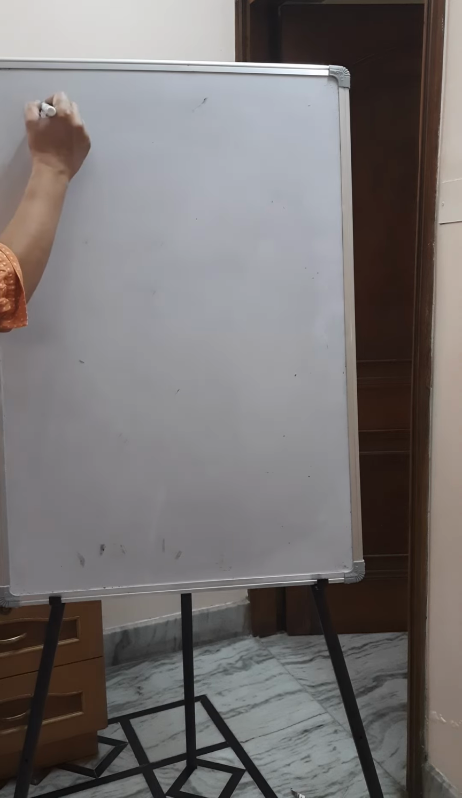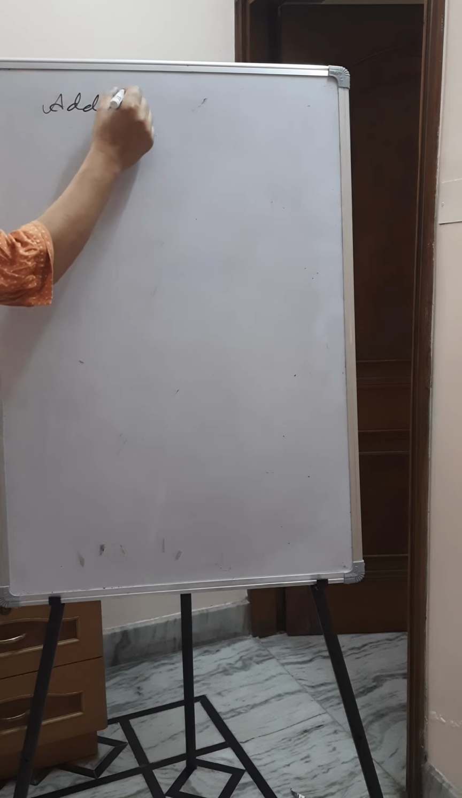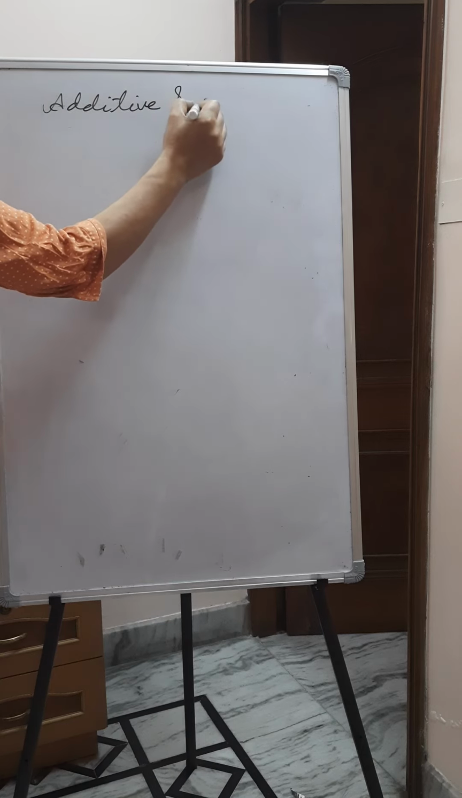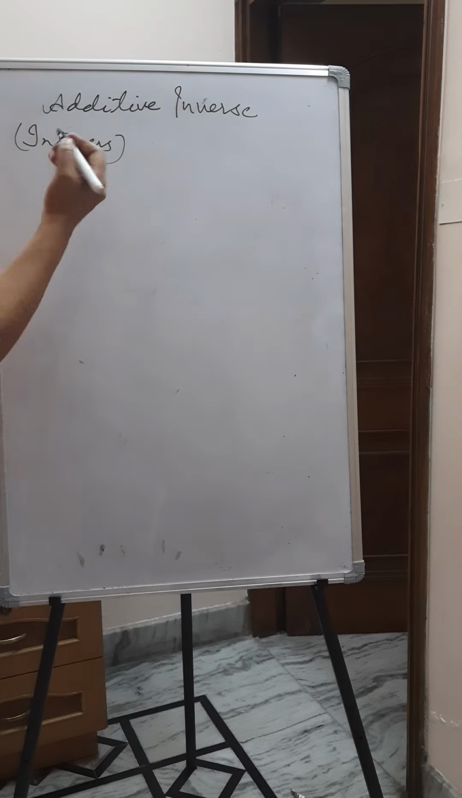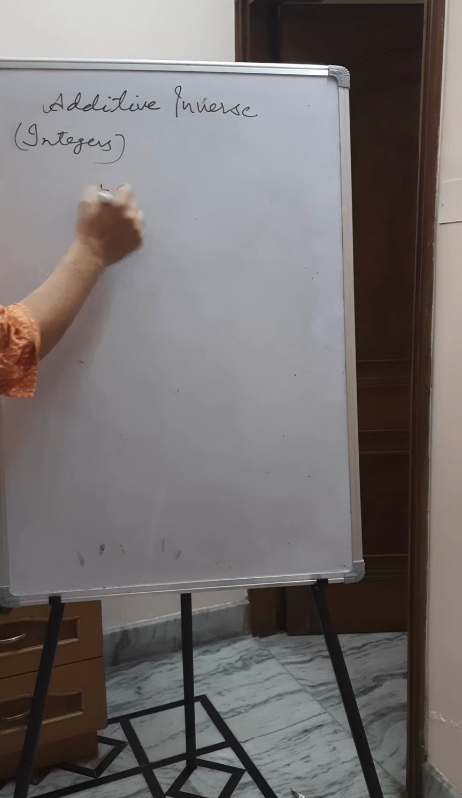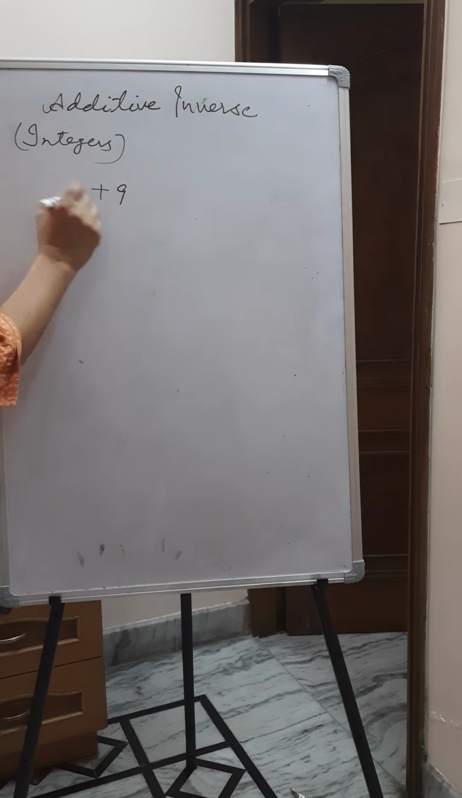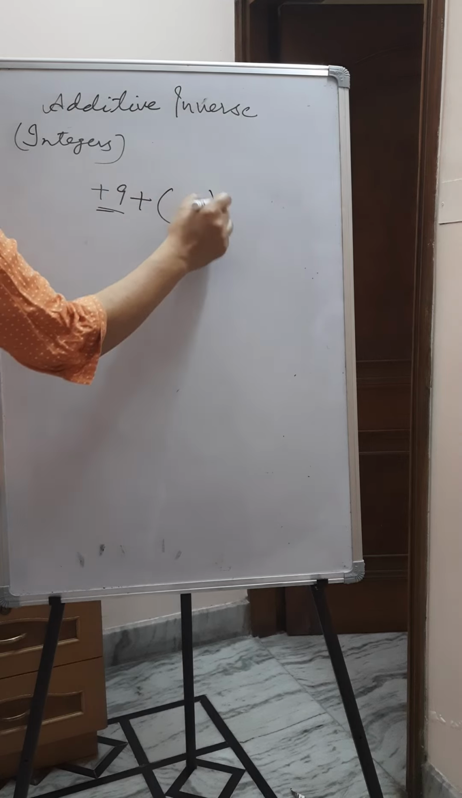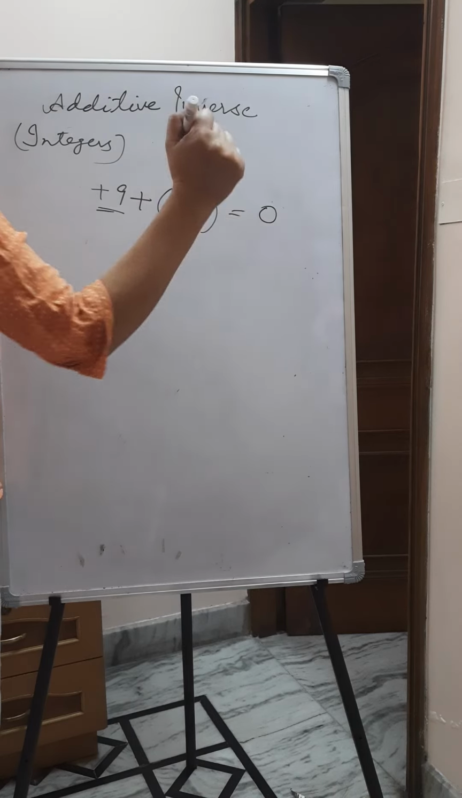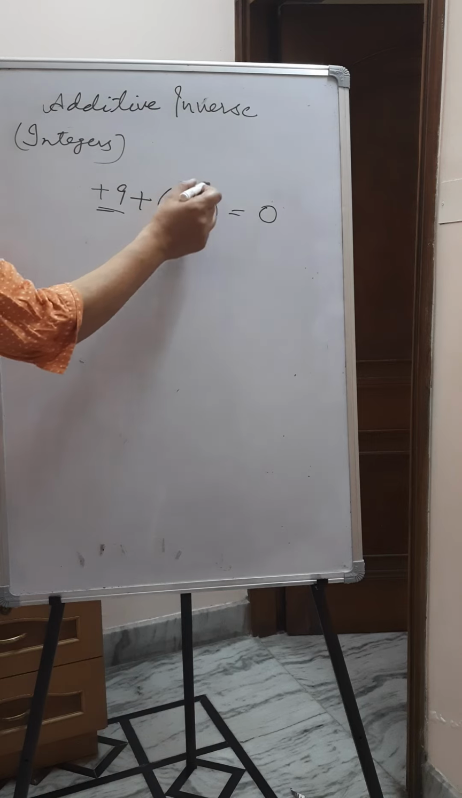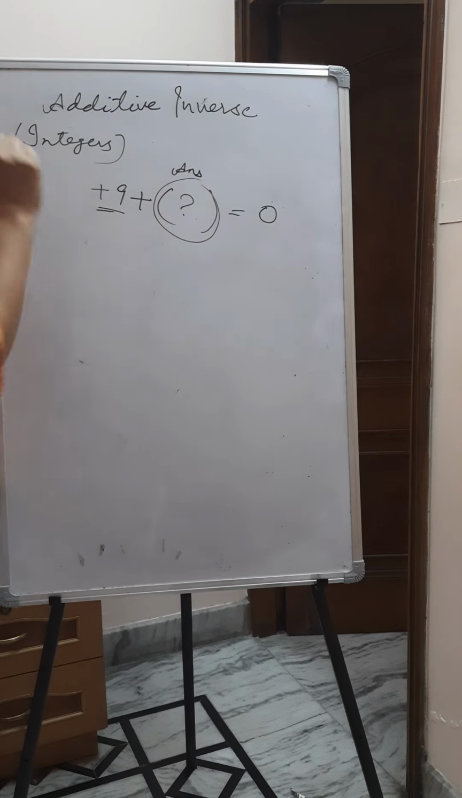Now, what is additive inverse? In integers, you have studied additive inverse. Additive inverse means that you are having a number. Let us suppose that I am having plus 9. In this number, what should I add to get 0 as the answer? And this number, what I should add, is called the additive inverse of this number.